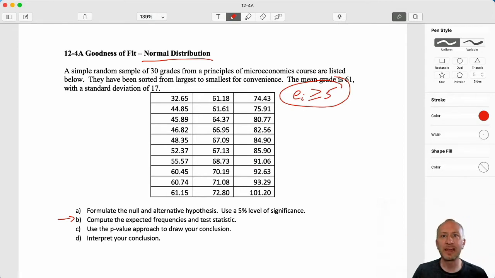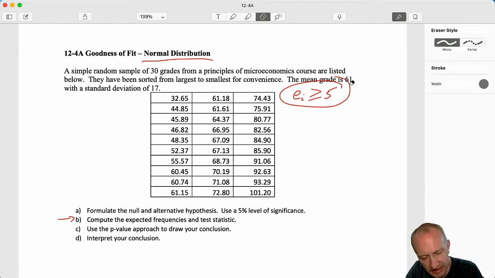A simple random sample of 30 grades from a Principles of Microeconomics course are listed below. They've been sorted from largest to smallest, although it looks more so like smallest to largest, for convenience. And that is a convenience. If you have been given a data set and it has not been sorted, I absolutely recommend the first thing you do is sort it, because that's going to make counting your observed frequencies somewhat easier. So it's a good idea to sort your sample first.